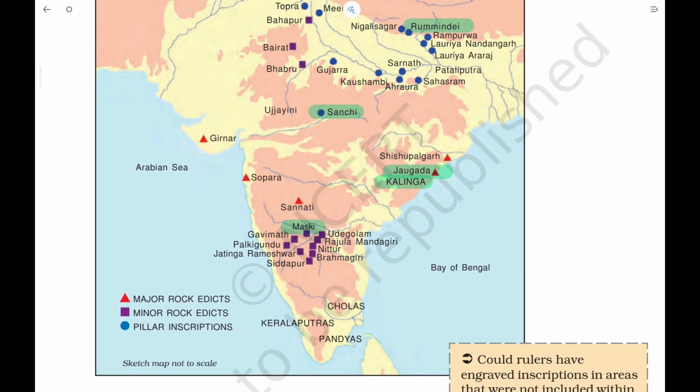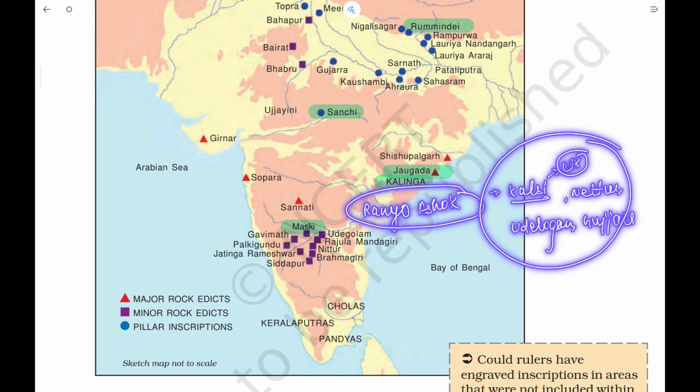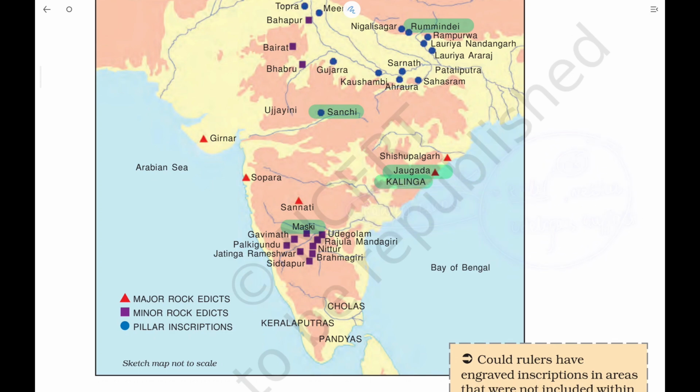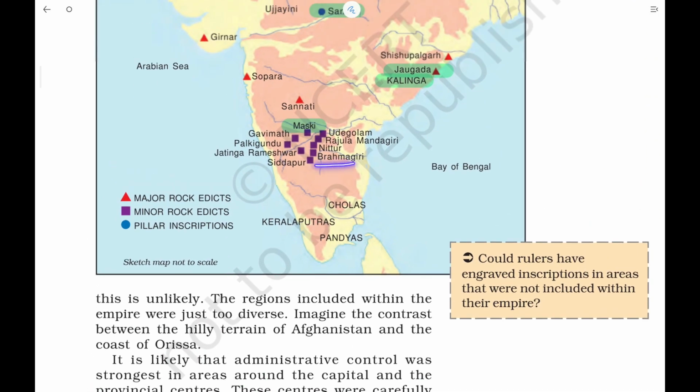Now there are some of the inscriptions where the personal name of Ashoka, that is Raja Ashoka, is mentioned. Now you need to know in which inscription this is mentioned. So there is the Kalsi inscription, Kalsi of Uttarakhand, Dehradun, Netur, Udegolam, Gujra inscription. So these all are the inscriptions where the word Raja Ashoka is mentioned. Okay, now see this Brahmagiri, Siddhapur etc. These all are in Karnataka only.